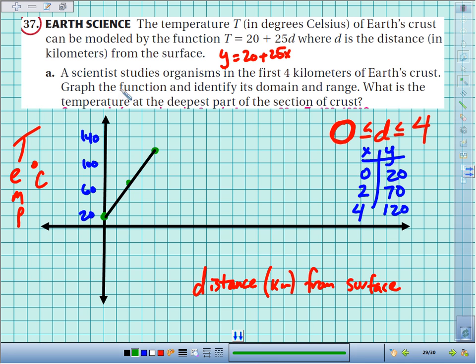Let's make sure we covered everything. We graphed the function. We identified the domain, 0 less than or equal to d, less than or equal to 4, or if you want to call it x, you can. The range, the lowest temperature is 20. The highest temperature is 120. And we hit all the temperatures in between there. So our y, or if we want to call it t, it doesn't really matter, has to be between 20 and 120 degrees Celsius.